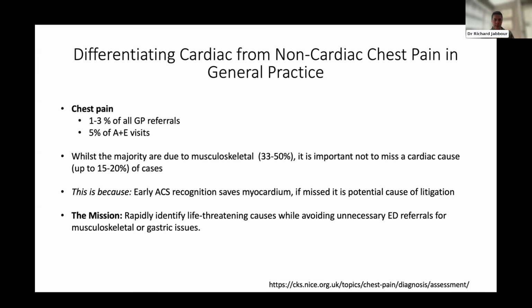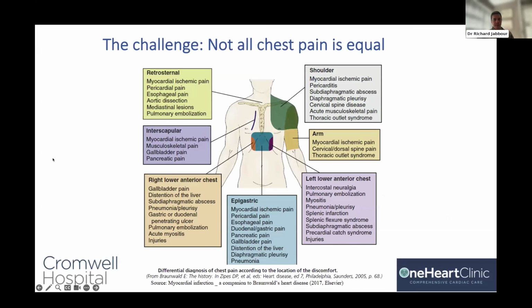So the mission is to rapidly identify life-threatening causes while avoiding unnecessary ED referrals for non-cardiac, musculoskeletal or GI issues, for example. It is challenging though, because not all chest pain is equal. So for example, retrosternal chest pain could be myocardial ischemic pain, but it might be something else like esophageal pain. Could be something related to the respiratory system like a PE or even mediastinal lymphadenopathy.